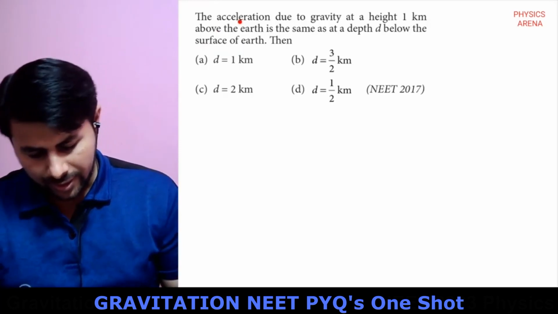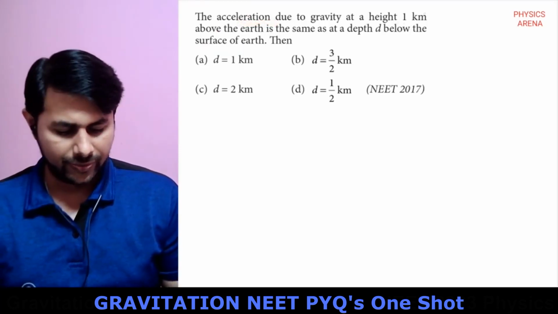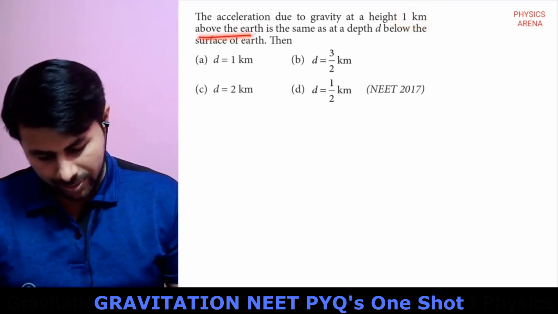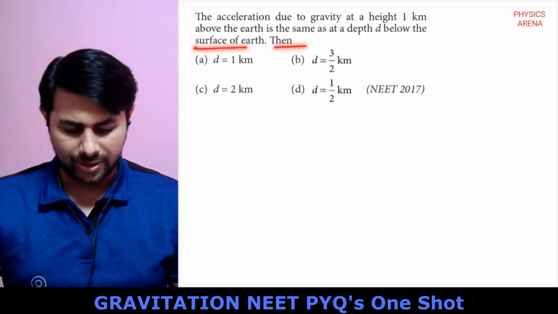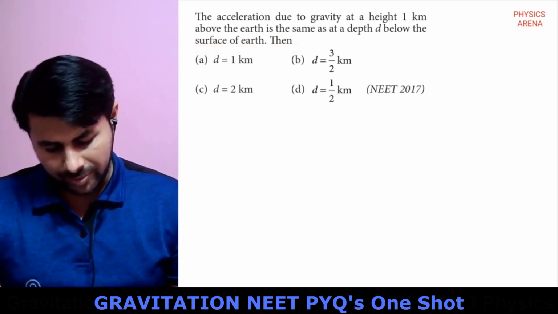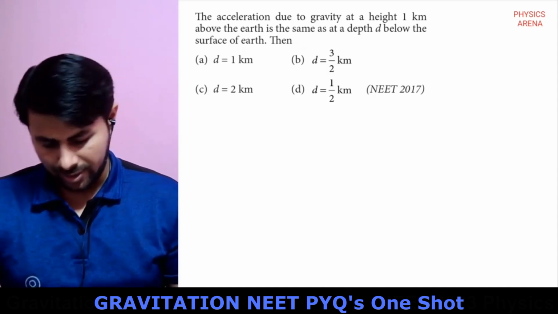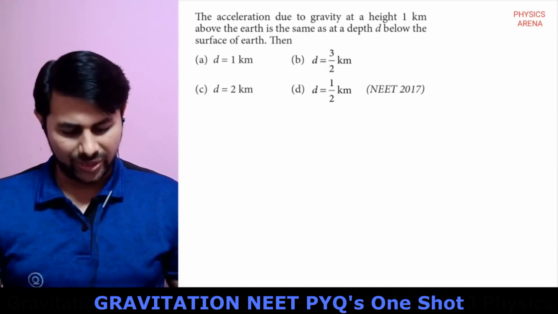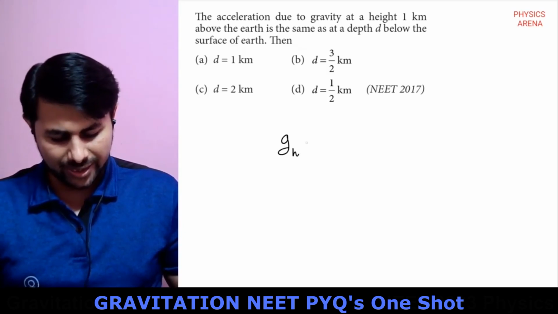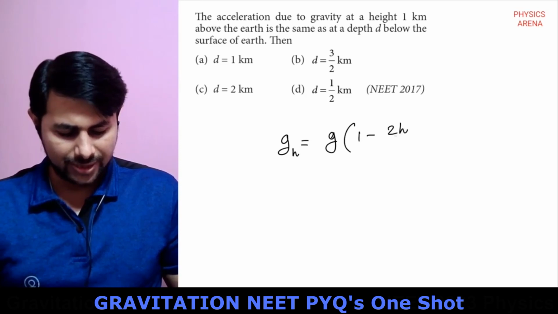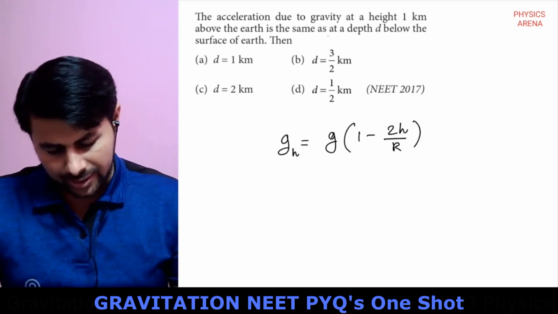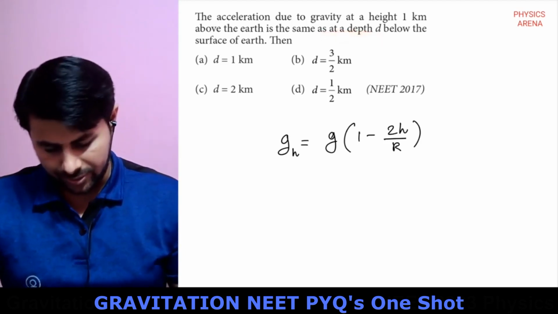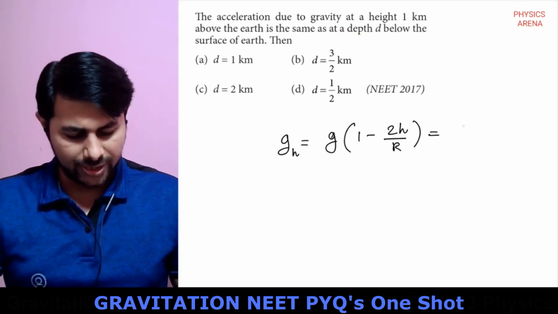Next one, the acceleration due to gravity at a height of 1 kilometer above the Earth is the same as at a depth d below the surface of the Earth. Then how much is d? They are asking. So here it's only 1 kilometer, so we can use this formula: g at height h is equal to g multiplied by 1 minus 2h upon r. And they are saying it is the same as at depth d, so it's equal to g_d. So what is g_d?